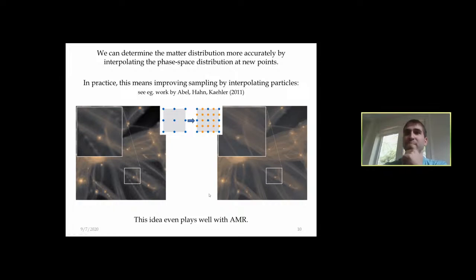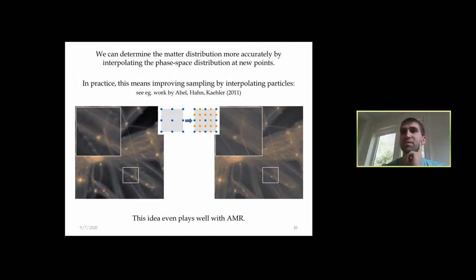And so this idea even plays well with AMR. Like, I can adaptively refine my position and velocity fields on my phase space. And so this turns out to be essentially useful for beating down the noise that comes as a result of having an n-body system.